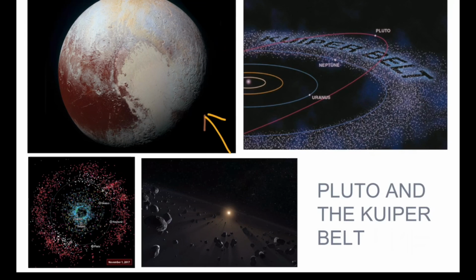Pluto used to be considered a planet, but in August of 2006, it was classified as a dwarf planet because of its disk-like rotation in the Kuiper Belt. The Kuiper Belt is believed to have millions of icy small bodies made up of the leftover debris after the Big Bang and the formation of the other planets, as you can see here.